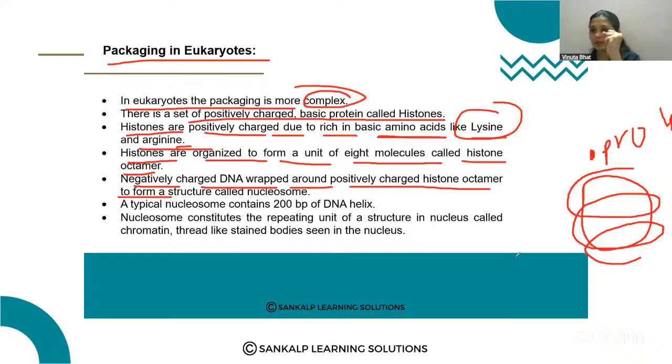Just imagine this is the histone octamer protein. The negatively charged DNA is wrapped around this, and that structure is called the nucleosome. A typical nucleosome contains 200 base pairs of DNA helix.